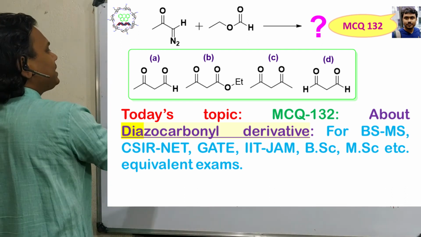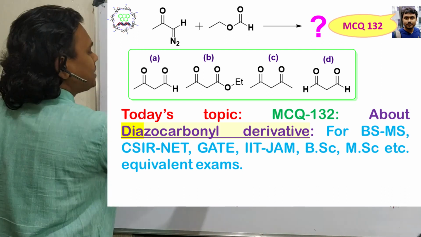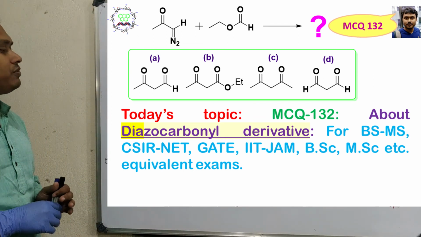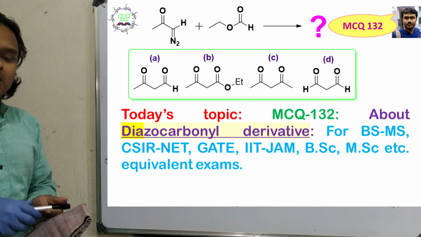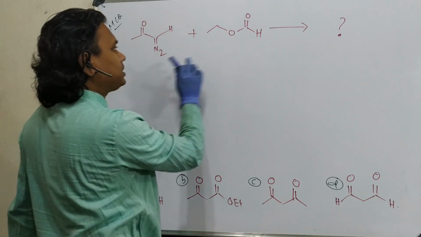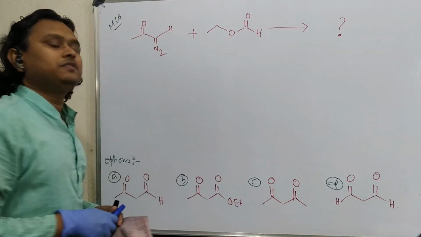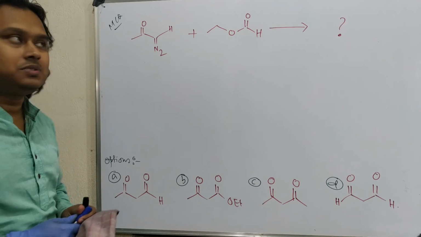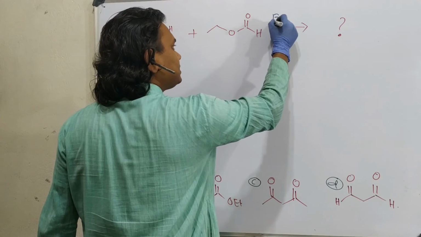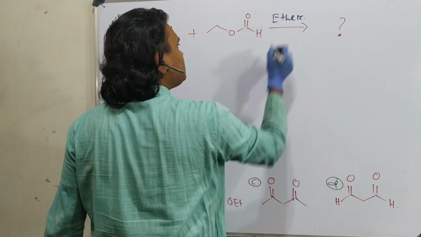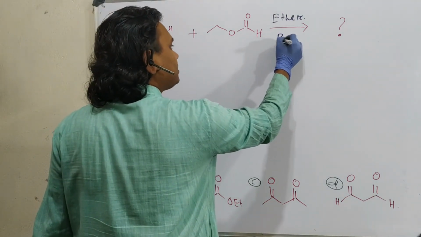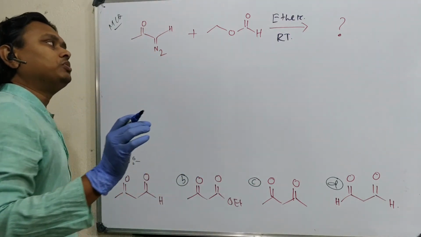What I have given in front of you, just look at the reactions very carefully. Sometimes questions are given with incomplete information, and you have to accept that. Now see, this is a diazo derivative, this is an ester, and I haven't given anything else. So what does it mean? Generally, diazo derivatives are stored in ether, so you may consider that this is an ether solvent, and since I haven't mentioned anything, it is room temperature. This is the common sense you have to develop.